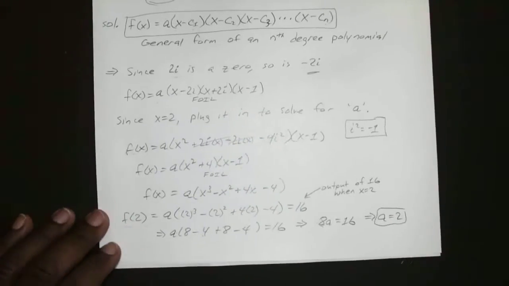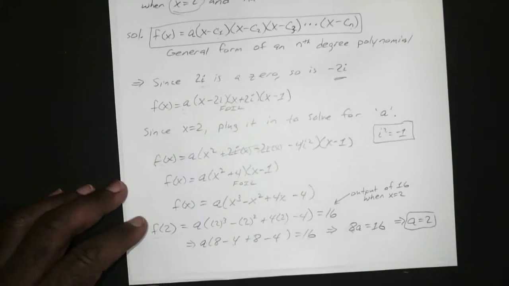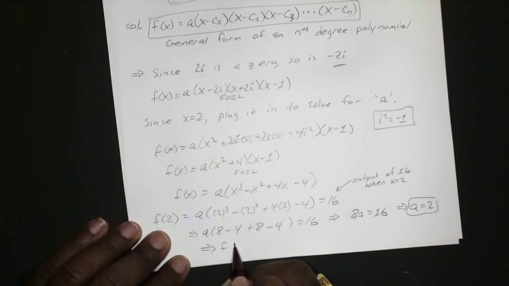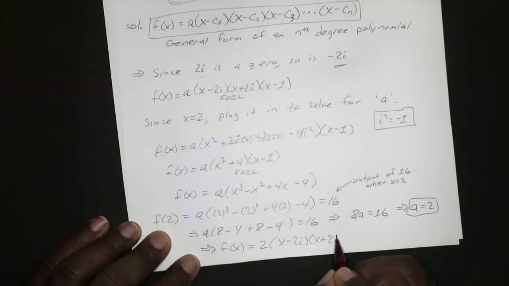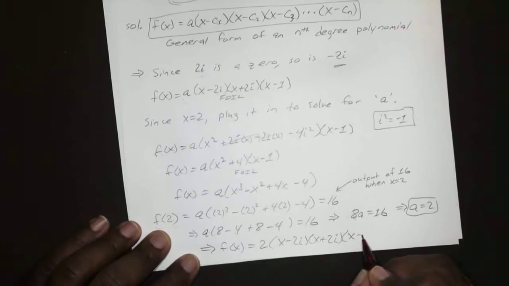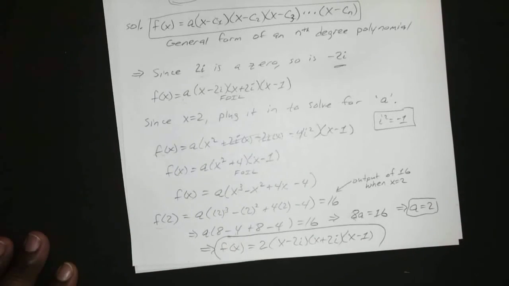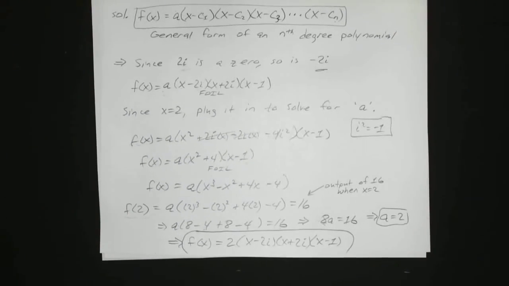Okay, so now all we have to do to solve this is just plug our a in there, and we have our answer. So f of x is equal to, sorry for the tight fit down here, 2 times x minus 2i, x plus 2i, times x minus 1. Okay, so that would be your function.